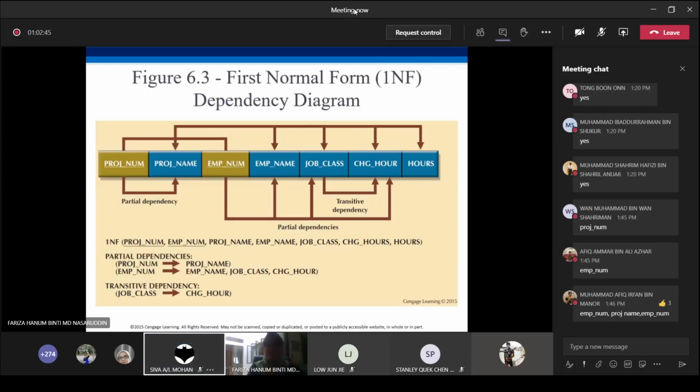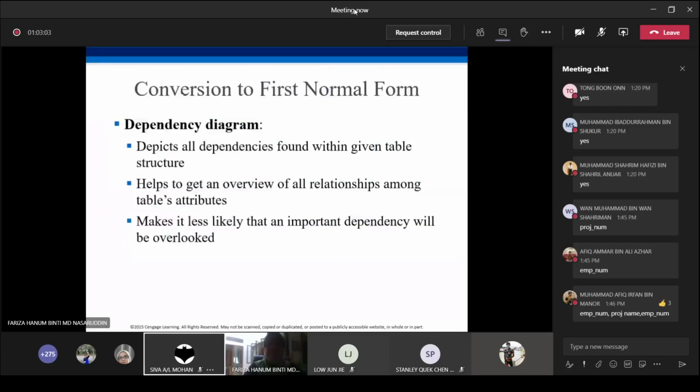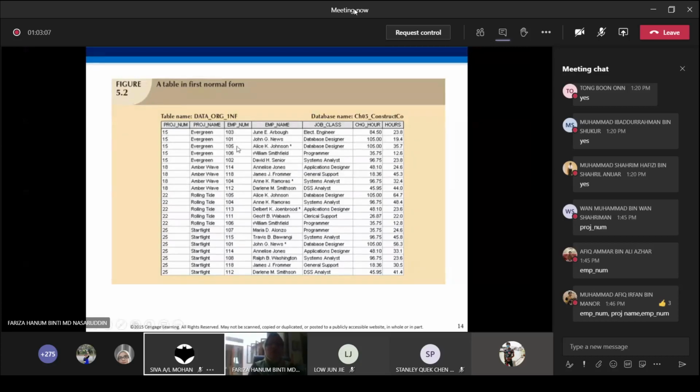In this case, employee num, same thing. When you mention one employee number, you will be able to determine employee name, the job class, the charge per hour. Let's look at this. If you mention 105, every time it is 105, the value must be Alice. The job class is database design here, and here too. The charge per hour is also 105 here. So every time you say the value 105, it will be able to determine the employee name, the job class, the charge per hour. Can it determine the hours or not?